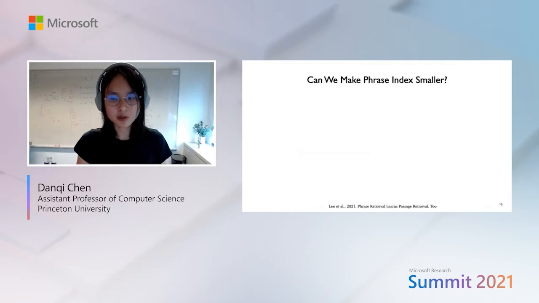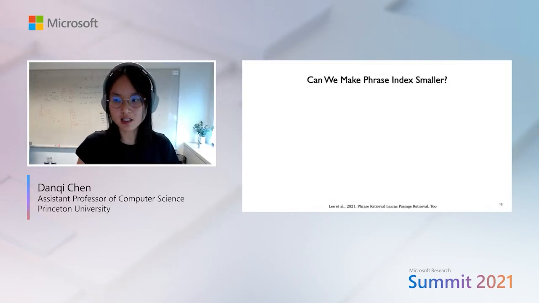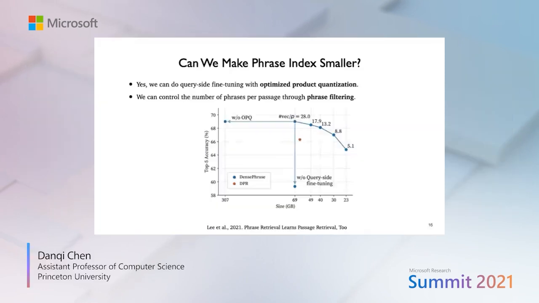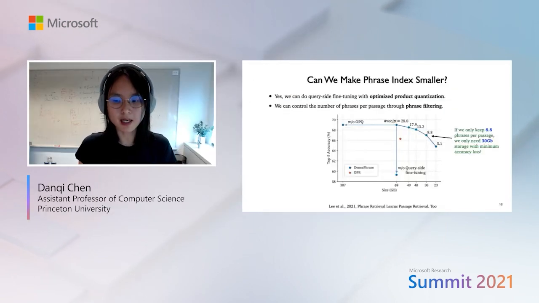Finally, we also made some great efforts to make the phrase index smaller. And we find that fine-tuning the query encoder with optimized product quantization can retain almost all the accuracy. We also propose to control the number of phrases per passage through phrase filtering. As a result, we find that if we only keep 8.8 phrases per passage, we only need 30 gigabytes of storage with minimal accuracy loss, which is already half the size of DPR and is also more accurate.